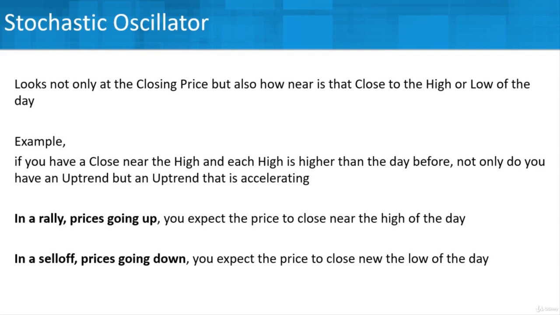not only do you have an uptrend, but you have an uptrend that is accelerating. It's getting faster, it's getting stronger. So in a rally, prices will keep going up, and you expect the price to close near the high of the day. In a sell-off, the opposite, prices are going down, and you expect the price to close near the new low of the day. So in this little description, you can kind of see we're trying to measure how strong these trends are. Are they accelerating? And the stochastic oscillator, using the mathematical equations behind it, does that for us.